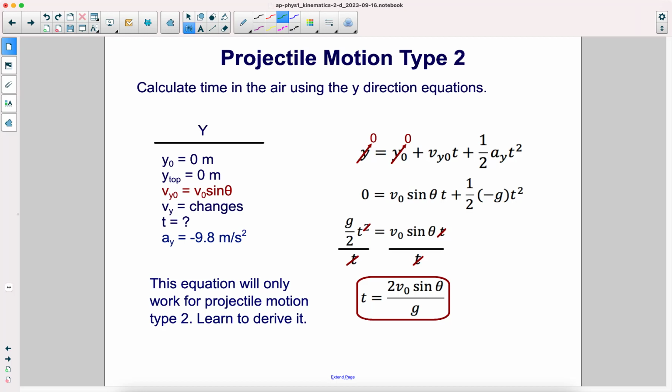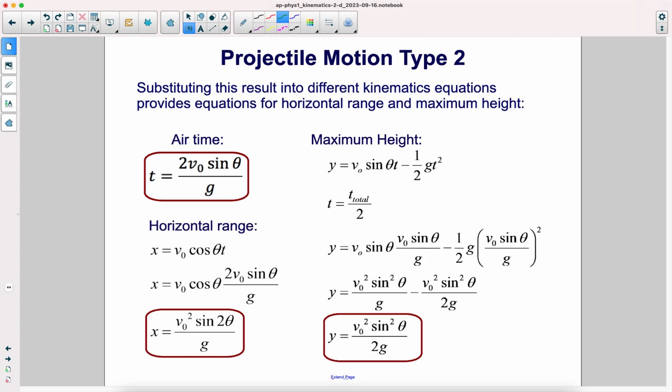Since this is type 2 projectile motion, we know that y is going to be equal to y naught. So they're both going to go away. Then we can move one of these, like let's move this over to the other side. We know the acceleration is negative g since this object is in free fall. And we can solve for t, right? Divide both sides by t. We're left with 1t here. Multiply this side by 2 over g, and we get this equation for air time. Now this equation will only work for projectile motion type 2, so you should learn how to derive it.